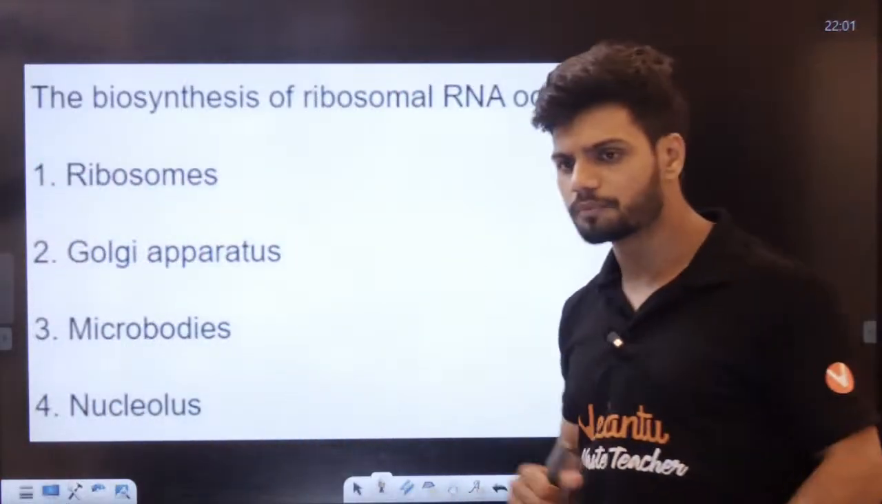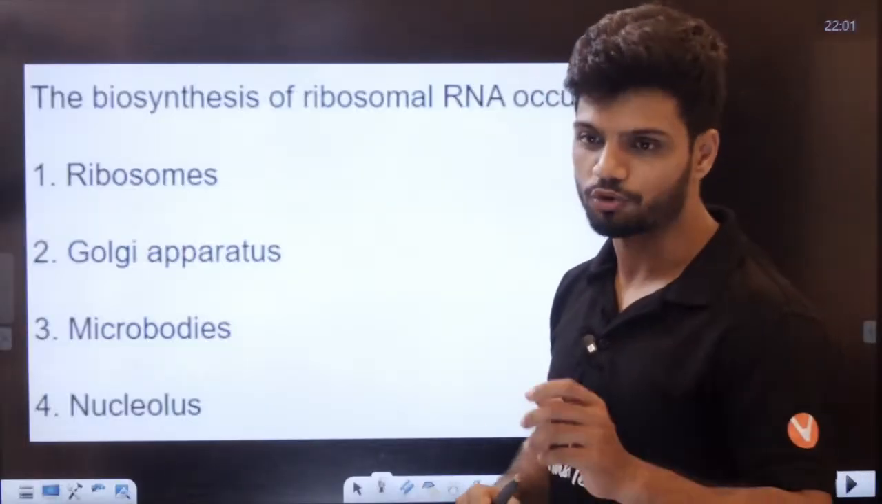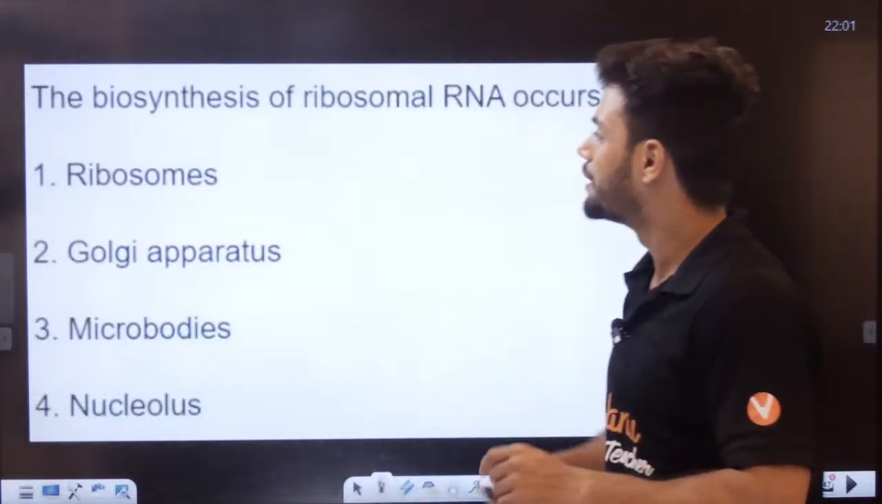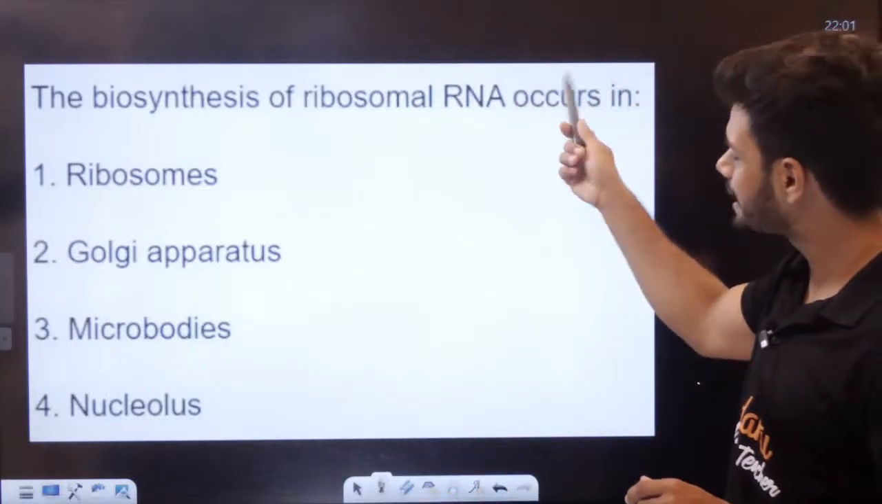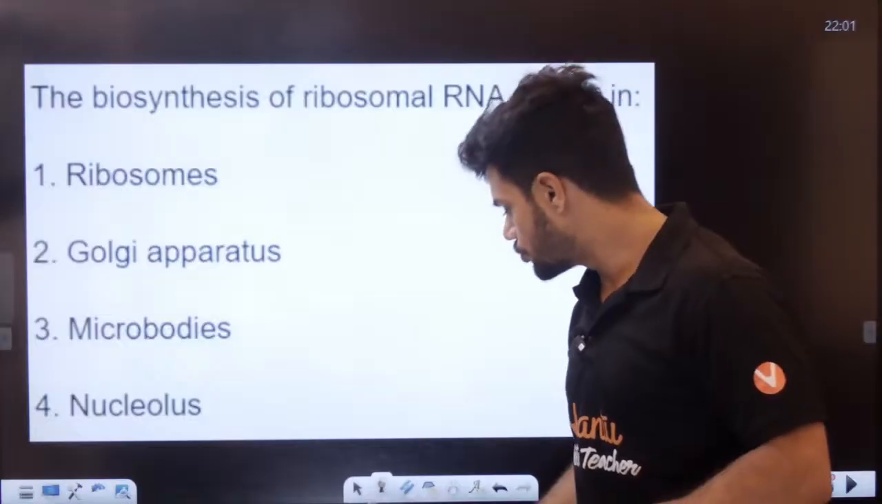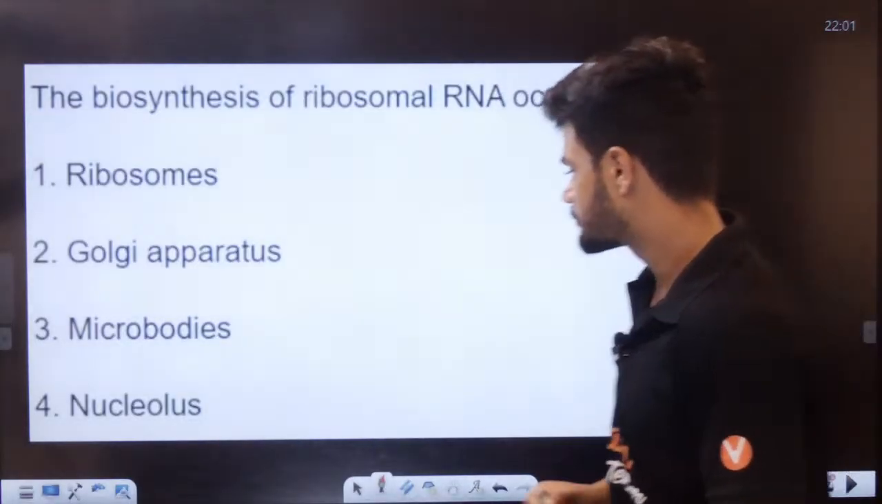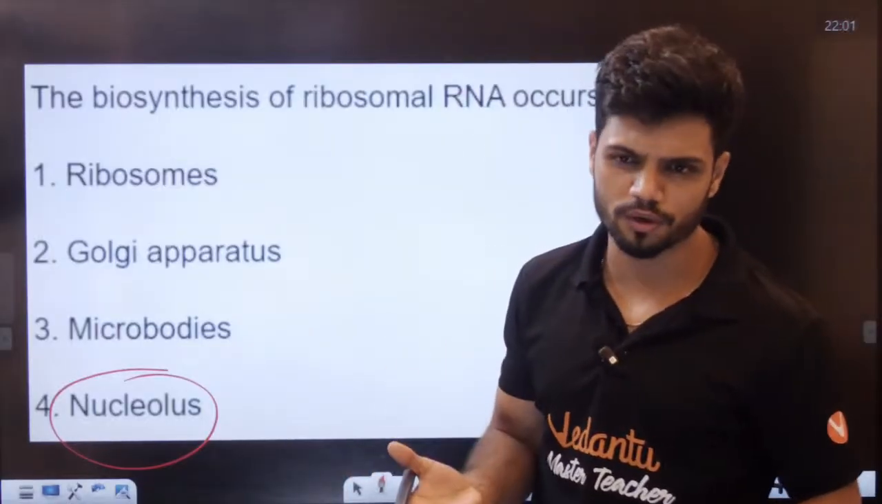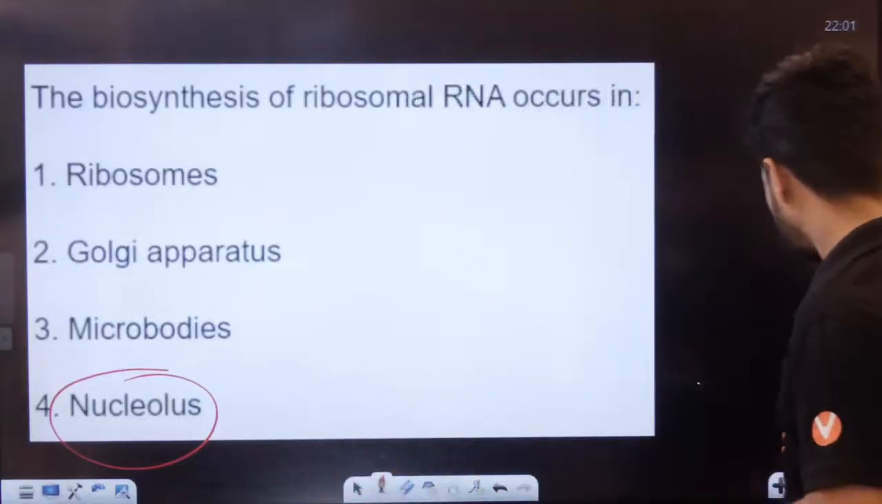Very easy question on the board. Metaphase. Very good, students. If two chromatids, question is coming. Okay. Biosynthesis of ribosomal rRNA occurs in the nucleolus. Nucleolus is the factory of rRNA.